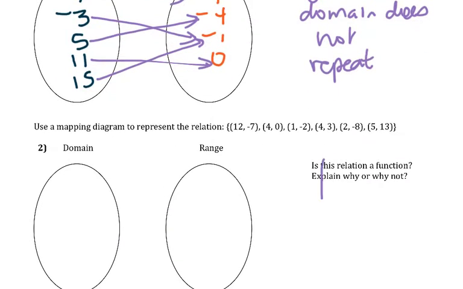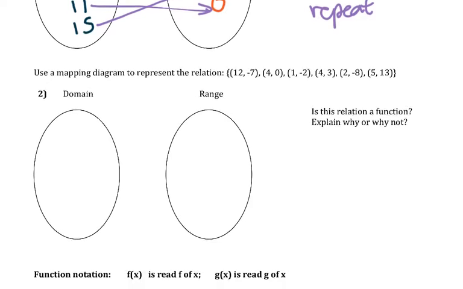Okay, number 2, same thing. We are going to take all of our domain numbers, so 12, 4, 1, 4, 2, 5. If you listen when I said that, there was a repeat. So if I list my numbers 1, 2, 4, I'm not going to write 4 twice, but there is a repeat, so I know that. And then 5 and 12.